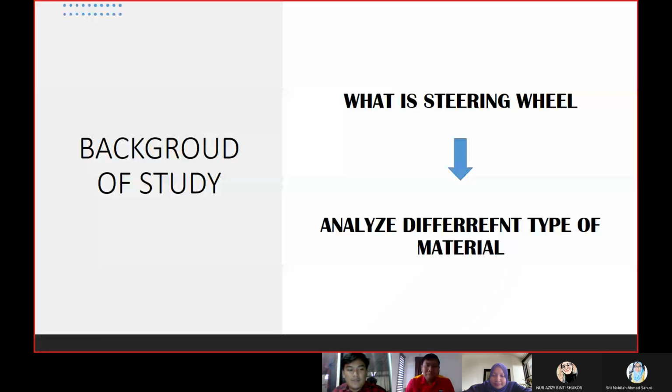The background of study. The first one is: what is a steering wheel? The steering wheel is one of the major systems in a car. Without a steering wheel, a car cannot be controlled. Specifically, a car can only move forward and backward without the assist of a steering wheel. The early steering wheel was without power steering, which is super hard to turn when the car is not moving. An example is the Perodua Kancil.